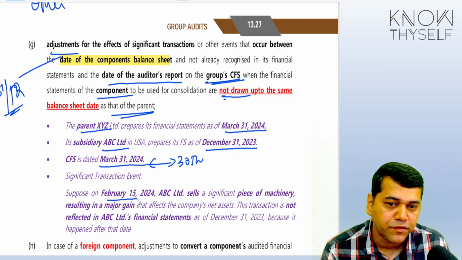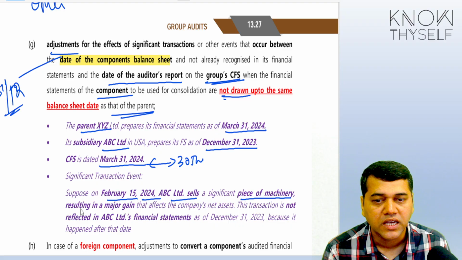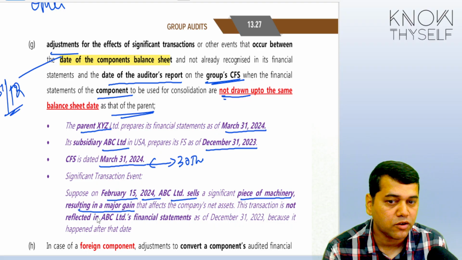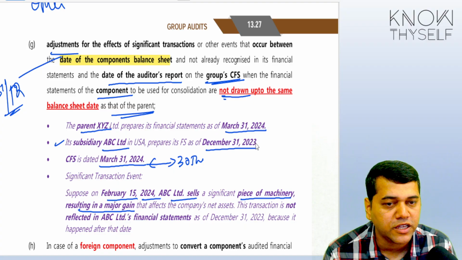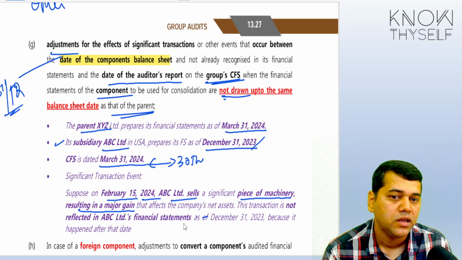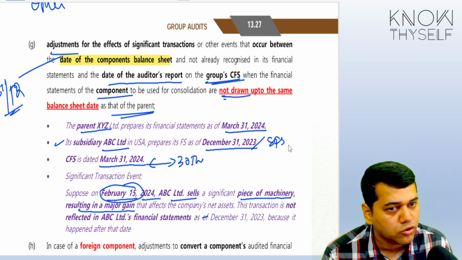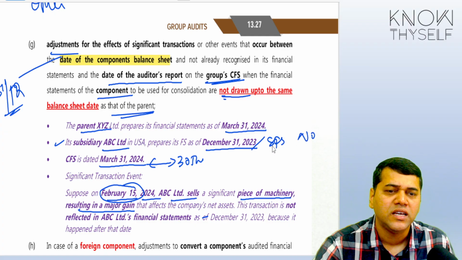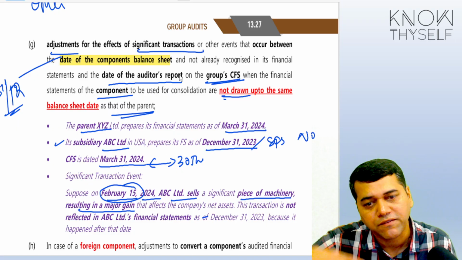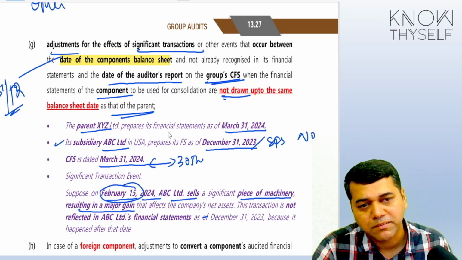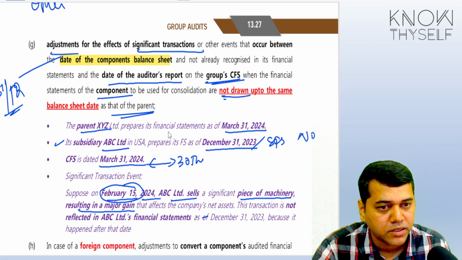Now, say on February 15, 2024, ABC Limited sells one significant piece of machinery, resulting in a major gain. Now, where is the US entity? Is it part of their financials? No, because their financials are drawn up to 31st December. When the sale happened on 15th of February, is it part of their financials, the SFS? No. Should they revise it? No, because this is something that happened subsequently. This is one significant transaction that happened after their balance sheet date. So why would they need to change their balance sheet of 31st December?